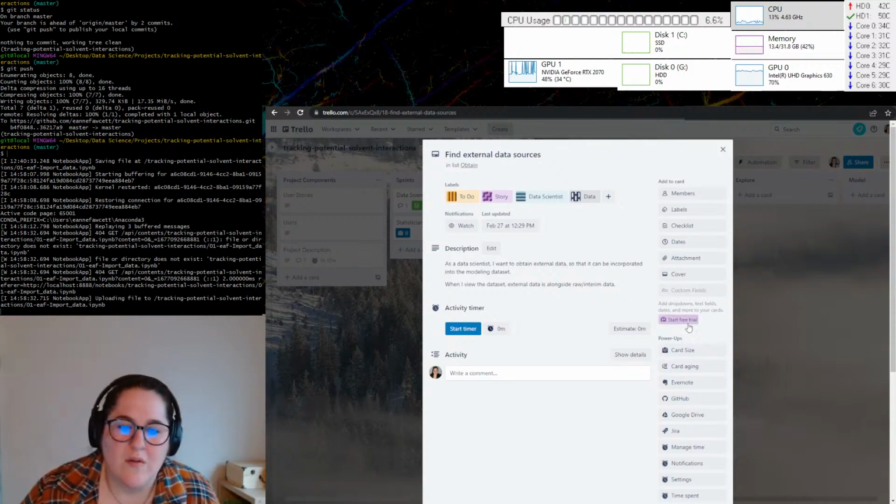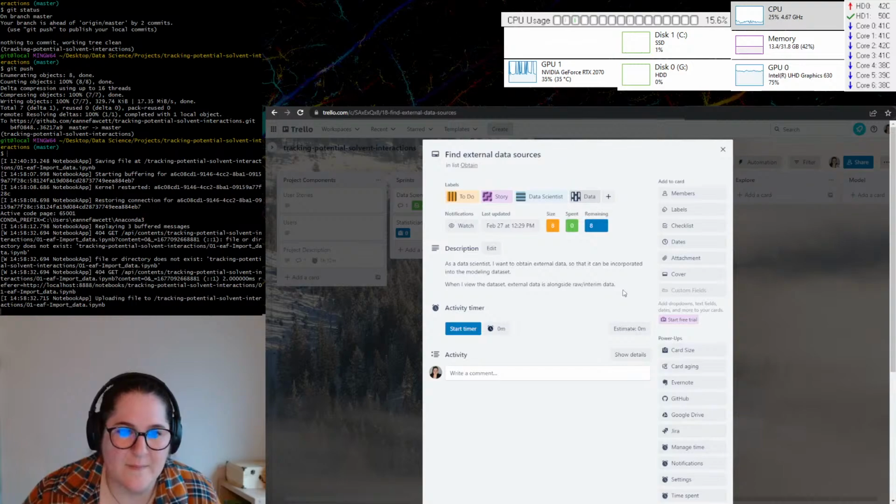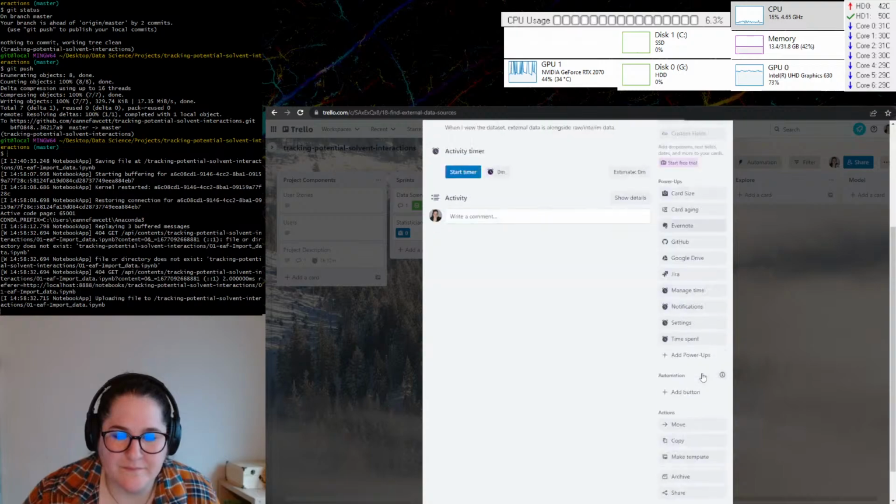So with this, find external data sources. External data is alongside that raw and interim data. I want to obtain that external data. So this card size I'm going to put as an 8. Will it necessarily take that long? No, but it is going to take a lot of reading. This is going to take a lot of reading.